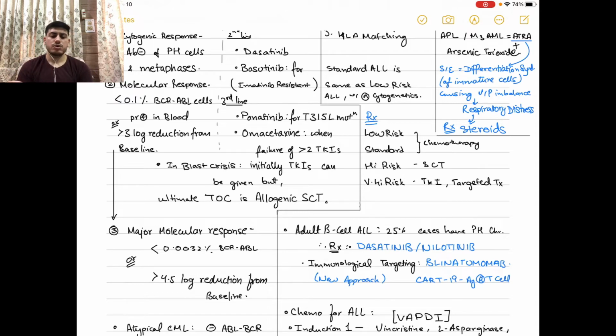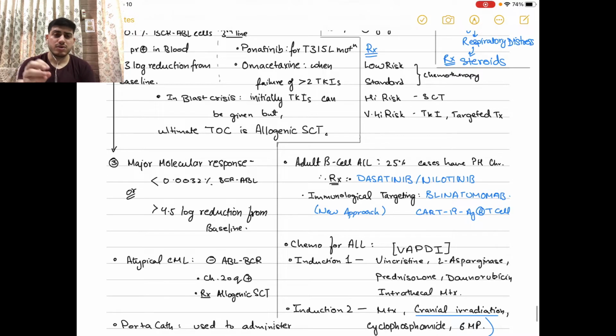And in major molecular response, that was molecular response, this is major molecular response, there will be less than 0.0032%. Like that was 0.1%, this is 0.0032%. Or you can find the cells in the bone marrow aspirate, or in log form similarly you can write it as more than 4.5 log reduction from the baseline.